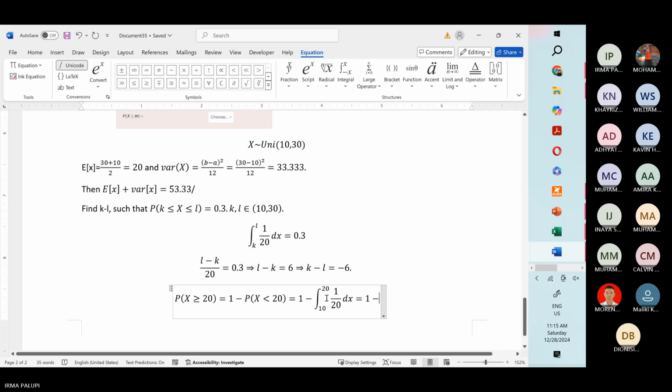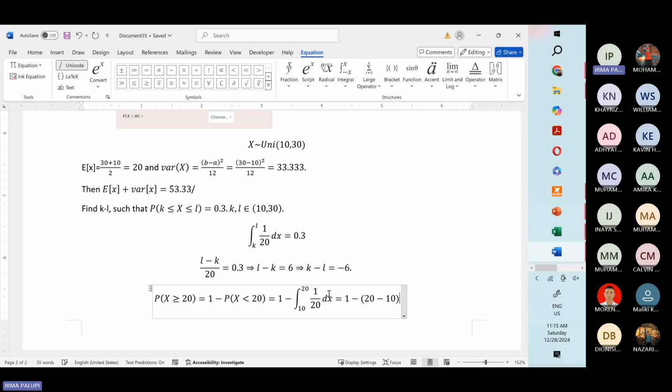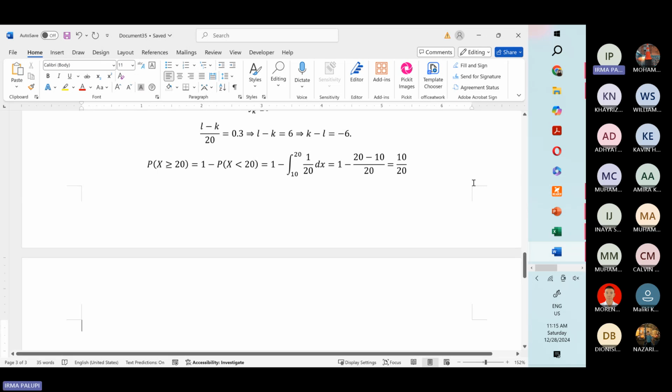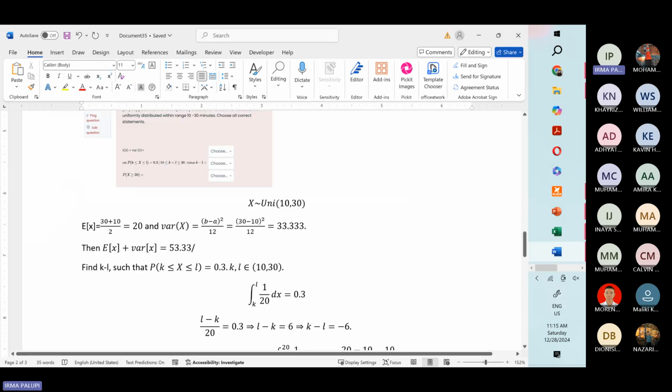So we have n. Okay, I'll write it down. Divided by... it equals 10 divided by 20. Ya, 20 divided by 20, 10 divided by 20. It remains 10. Setengah ya, itu jawabannya. Okay, that's the answer.